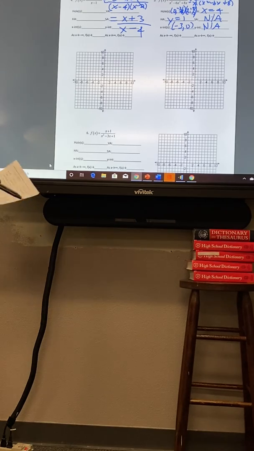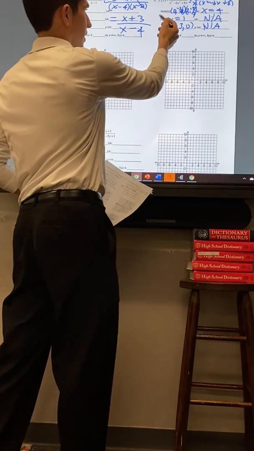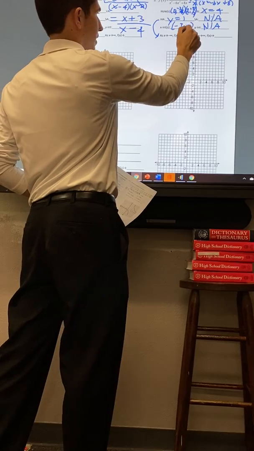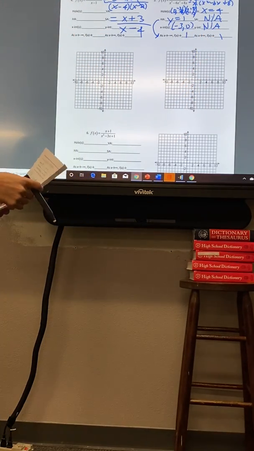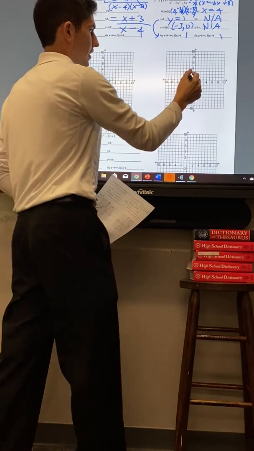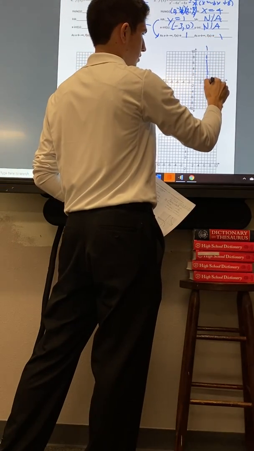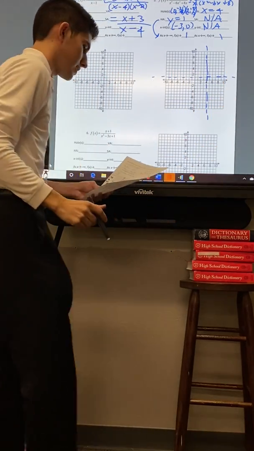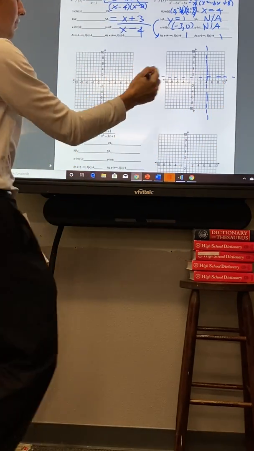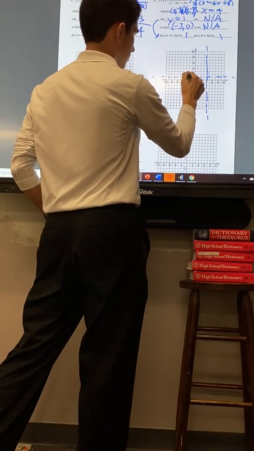So now I know that my horizontal asymptote is my end behavior, so they're both going to 1. And I can go ahead and start using this information to graph. So at x equals 4, vertical asymptote; at y equals 1, horizontal asymptote. I know that my x-intercept is (-3, 0).